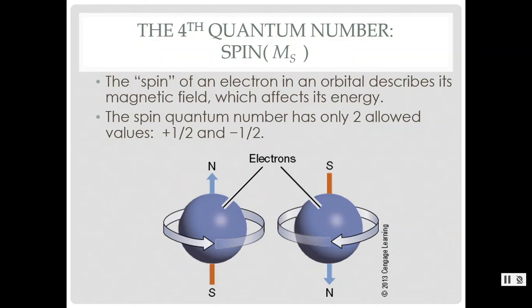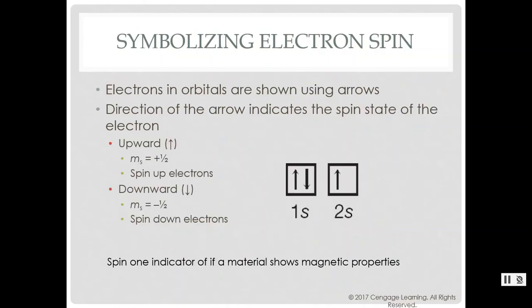And unlike the other quantum numbers that could have various values associated with them, there are only 2 allowed values for the spin quantum number, either +1/2 or -1/2. That sign just denotes the direction of the spin of the electron that is being discussed. And we symbolize that spin with the direction of an arrow.